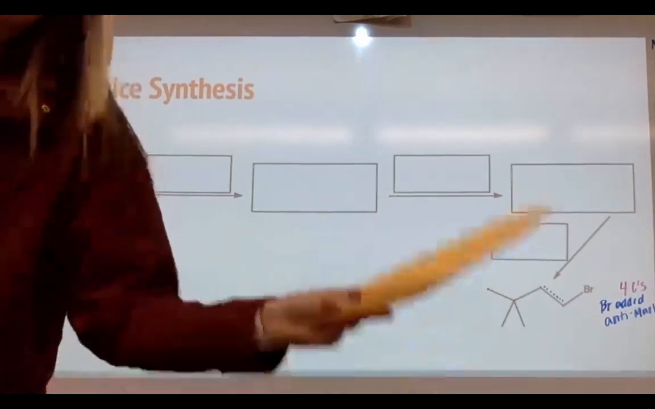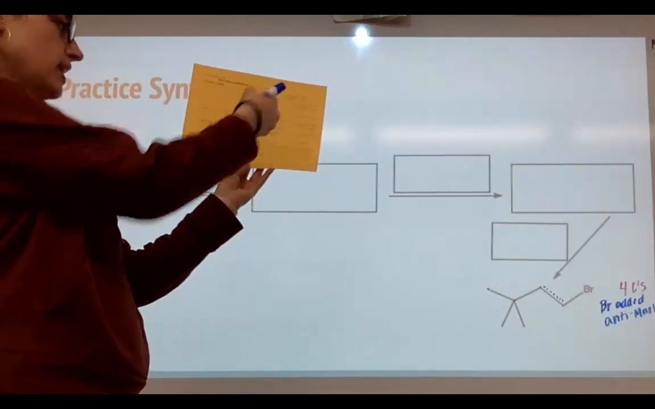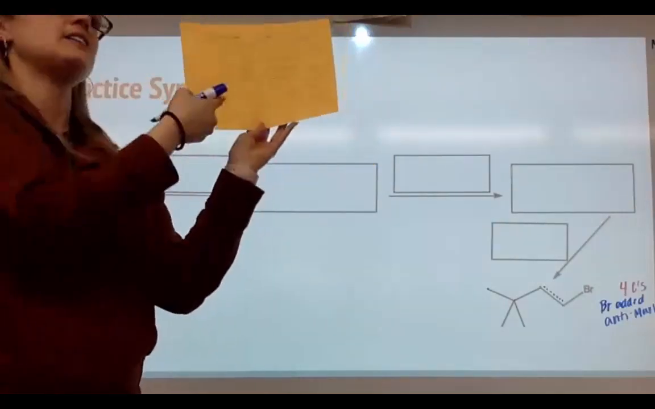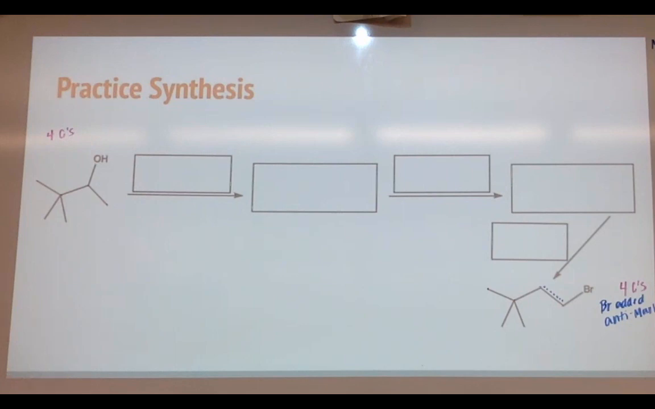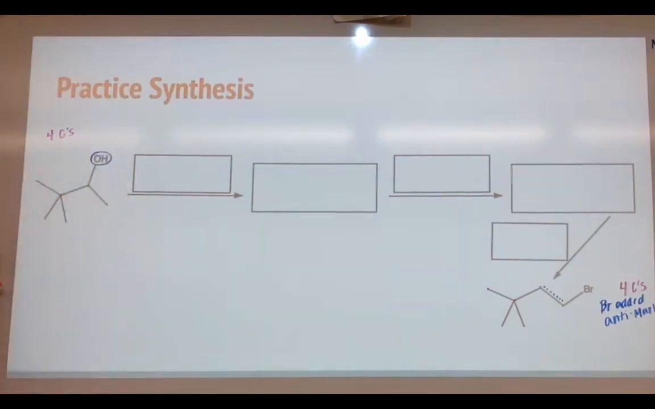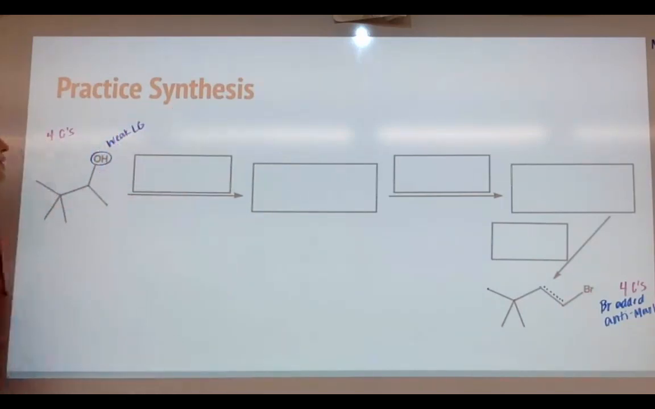A lot of our reactions on here went from alkenes to alkanes, or alkynes to alkenes, or alkynes to alkanes. If we want to go the other way, that's when we're going to look at substitution and elimination reactions. Now, let's start by looking at OH here. OH and OCH3 are weak leaving groups, which means it's going to be difficult for it to leave on its own.